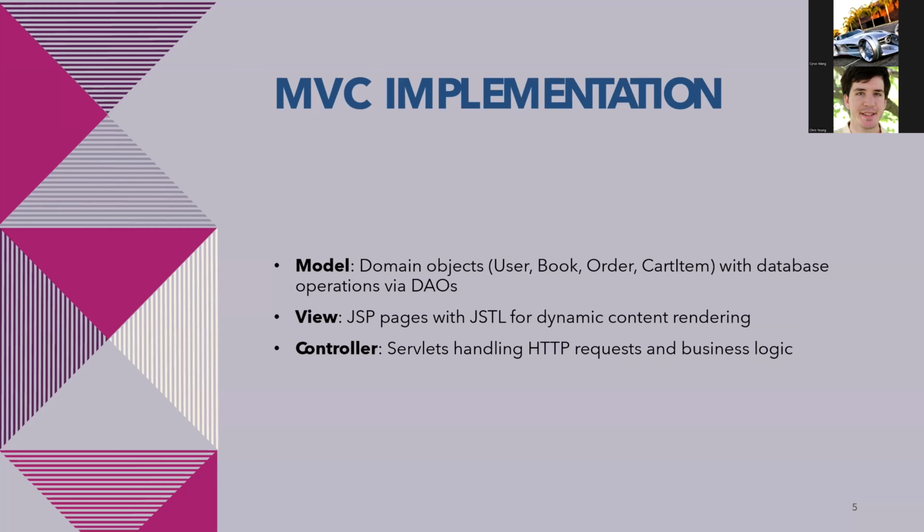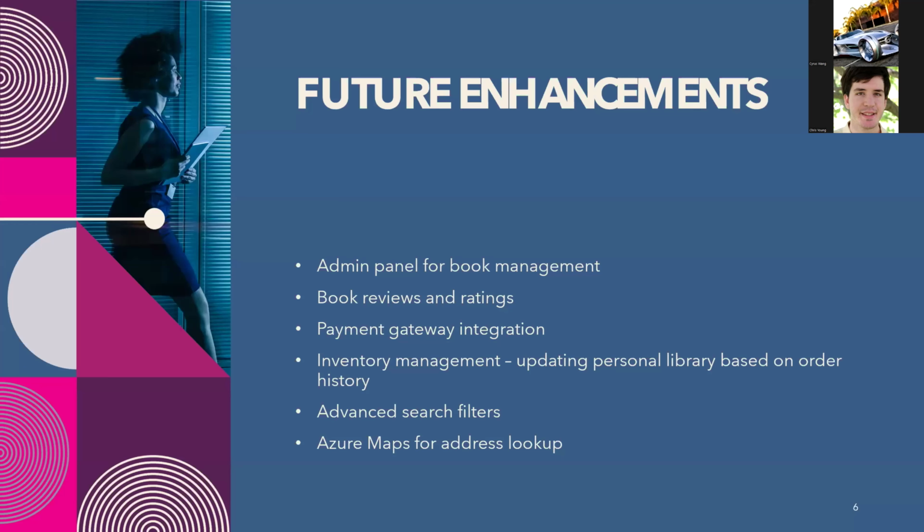So for the MVC, the model is the main objects: book, user, order, cart item, with the database operations via the DAOs. The view is JSP with JSTL for dynamic content rendering, which you'll see on the lovely website in a few moments. And the controllers are servlets handling HTTP requests and business logic.